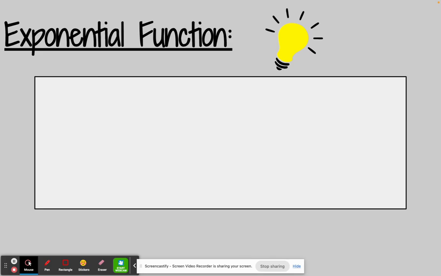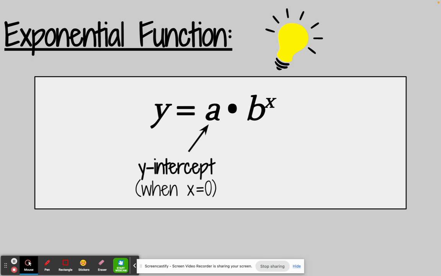In the past, we've written primarily linear functions where we see y equals mx plus b, where m is our slope and b is our y-intercept. An exponential function looks like this: y equals a times b to the x. There are some similarities. In this case, our a is our y-intercept. So when x is 0, this is where our graph would cross the y-axis.